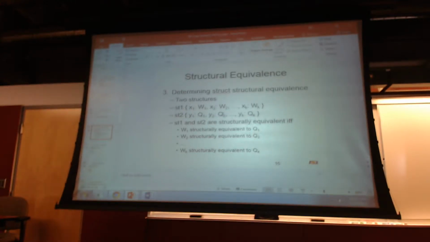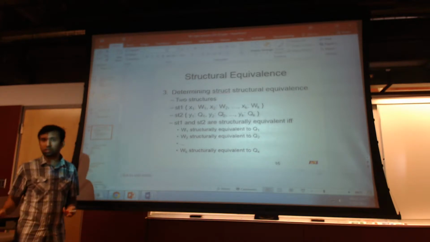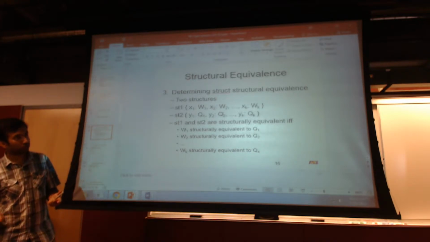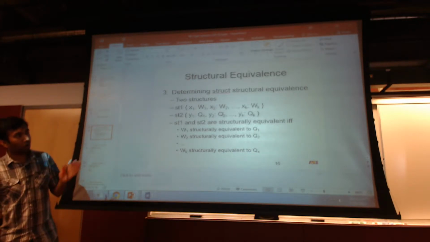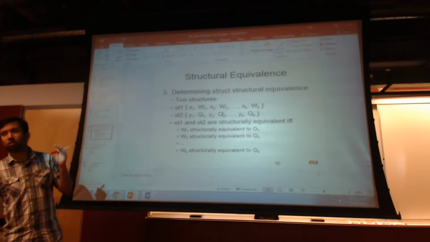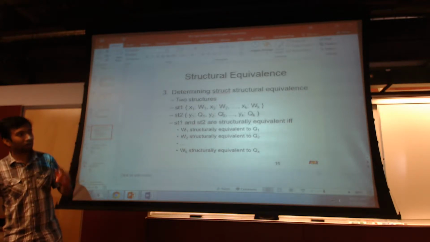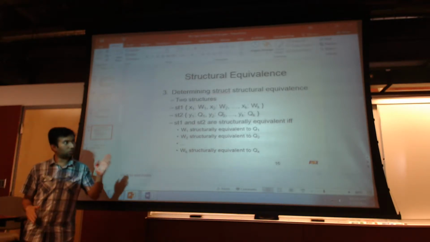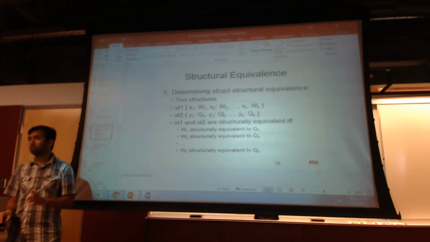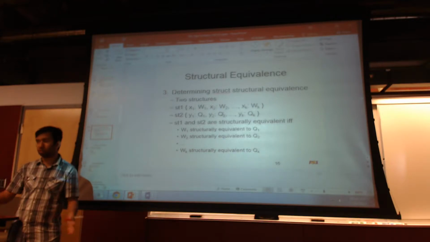Then how do we know that two structures are structurally equivalent? That's the third rule. Two structures are structurally equivalent if all the elements of the structures have the same type or structurally equivalent type. So if x1 and y1 are the first element, then w1 should be structurally equivalent to q1. W2 should be structurally equivalent to q2 and so on.